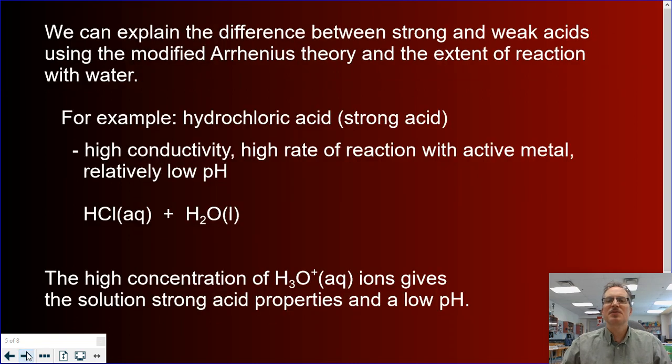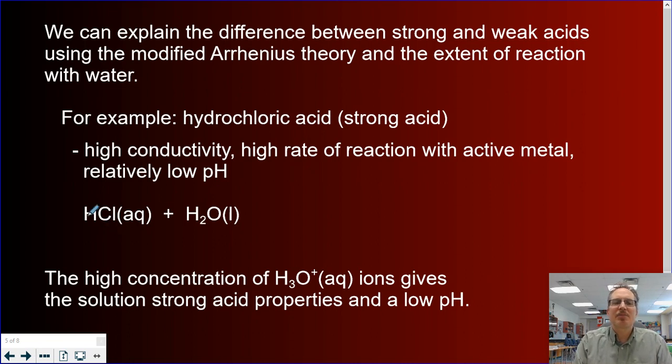So we can explain the difference between strong and weak acids using the modified Arrhenius theory and the extent of reaction with water. If we take the example of a strong acid, we're going to choose HCl. We know hydrochloric acid is a strong acid because, one, it's got high conductivity. Two, it's got a high rate of reaction when we drop an active metal into it, like magnesium. We're going to see a lot of bubbles right away, a lot of hydrogen gas being produced. And three, we know it's got a relatively low pH, meaning a pH closer to 0.